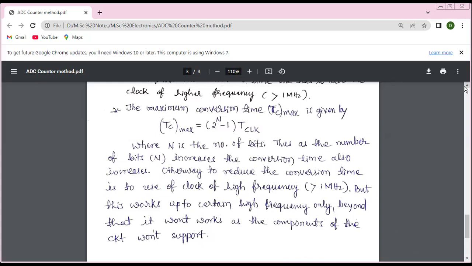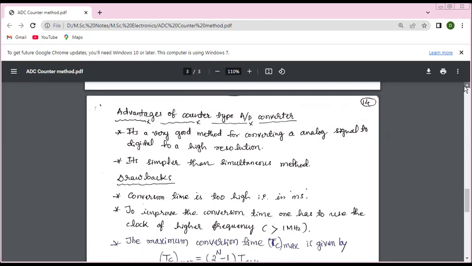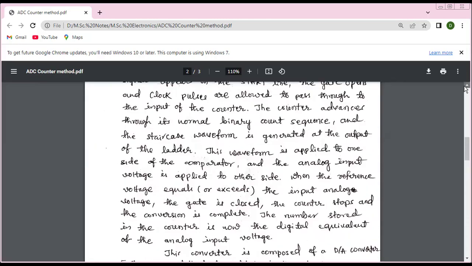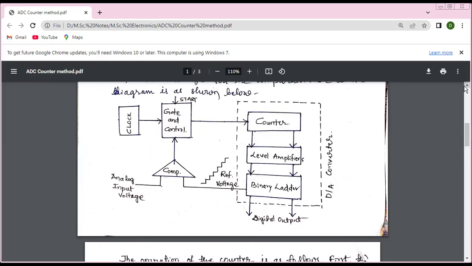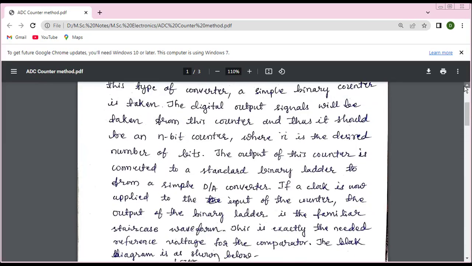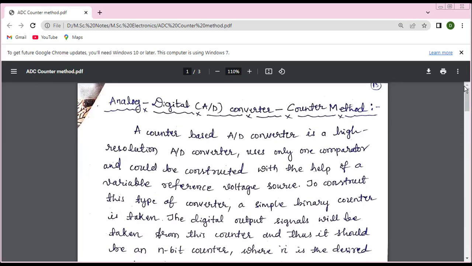So these are the details of the analog to digital converter, the counter type analog to digital converter. You can go through it once or twice so that you can understand. Thanks for listening.